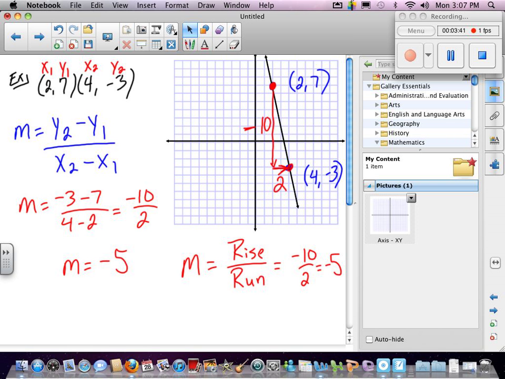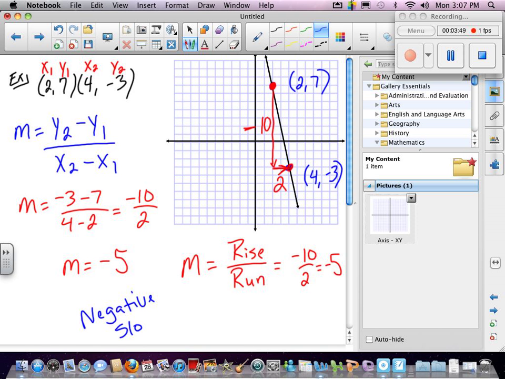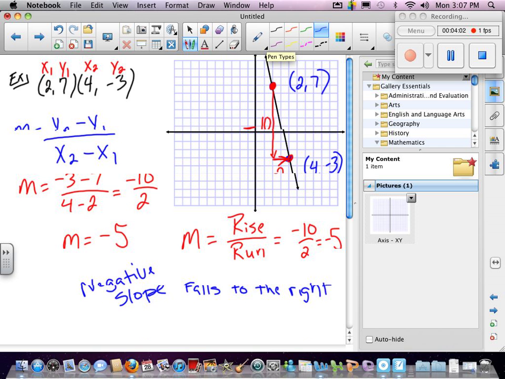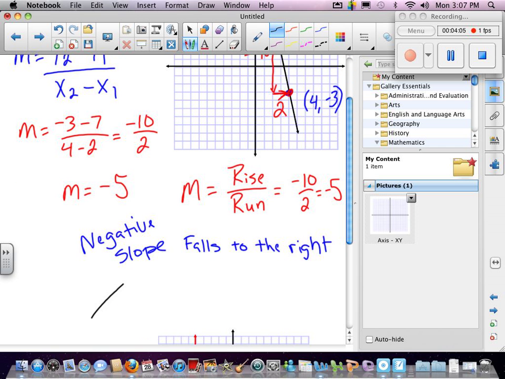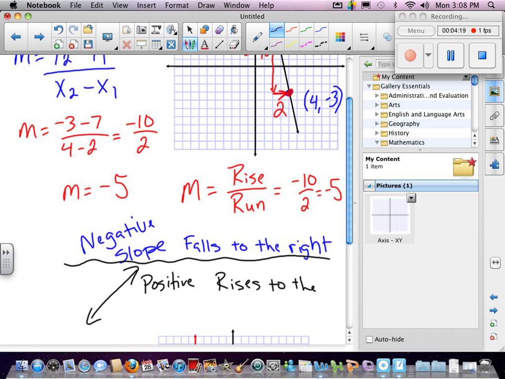And if you notice, which way does the line fall with our negative slope? We always think of it from left to right, so it falls to the right. If we had a line that had positive slope, and I'll draw a quick sketch there, we have positive slope. Positive slope, we would say that that rises to the right.